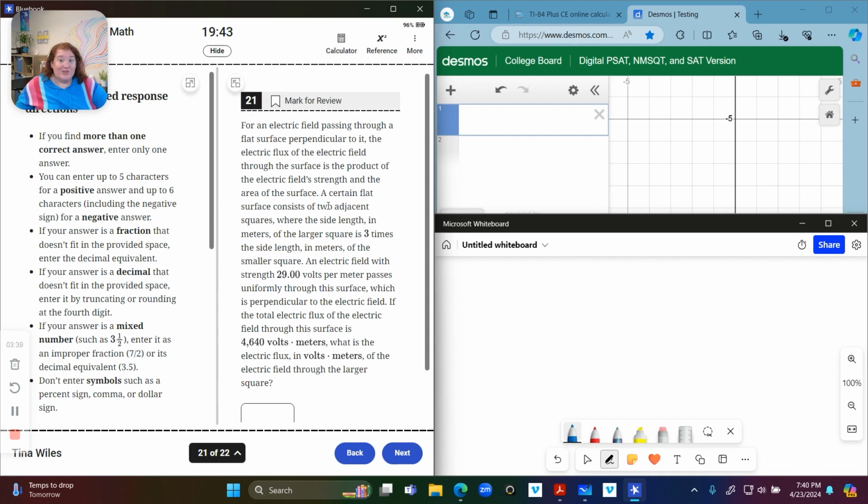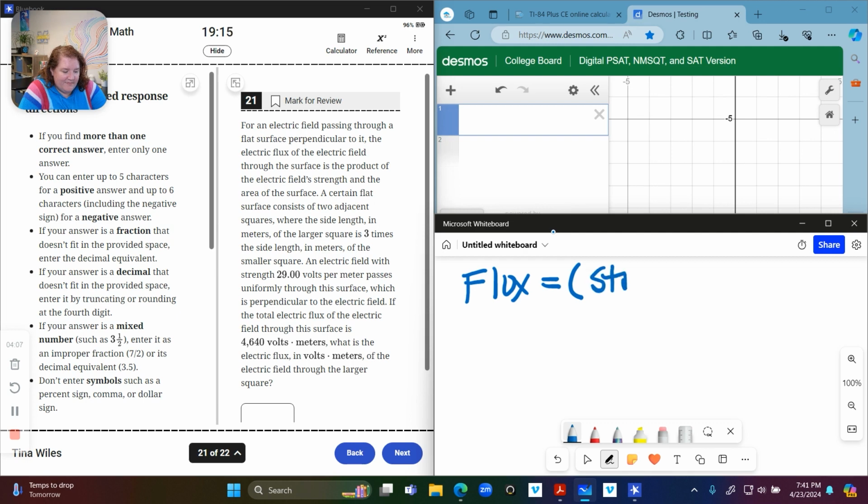21 is hard because it's so wordy. So for an electric field passing through a flat surface perpendicular to it, the electric flux of the electric field through the surface, so the flux, is the product of the field strength and the area of the surface.